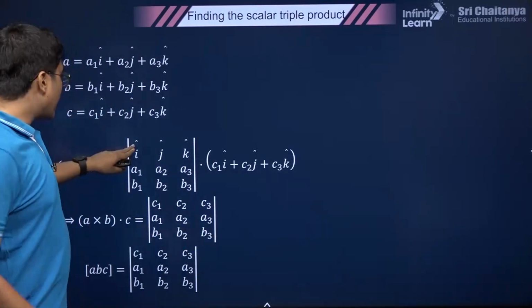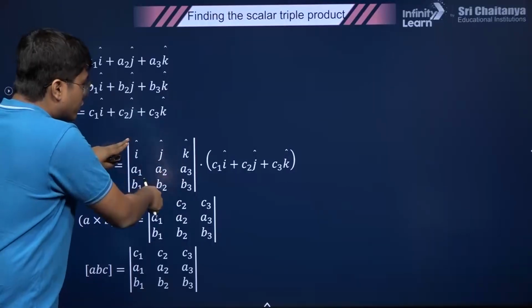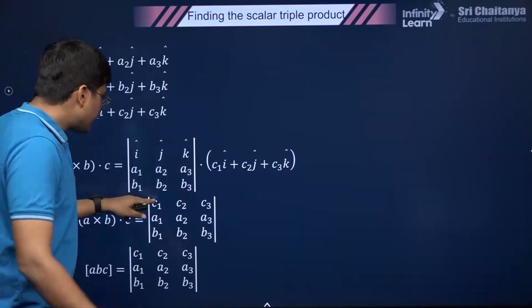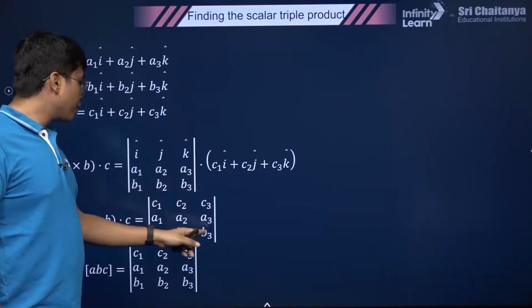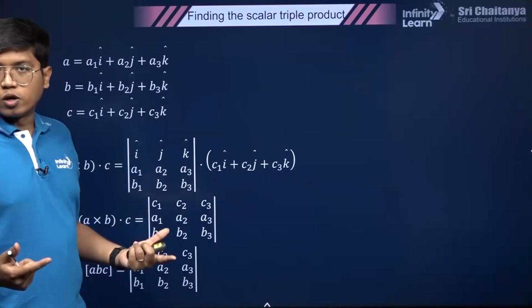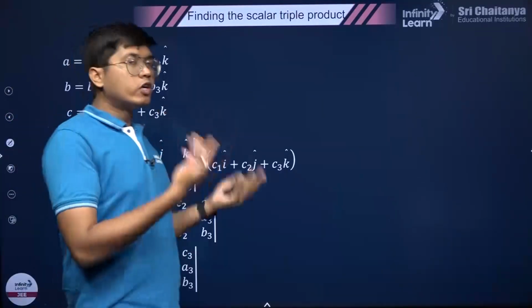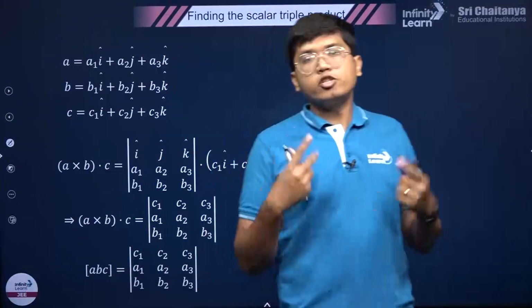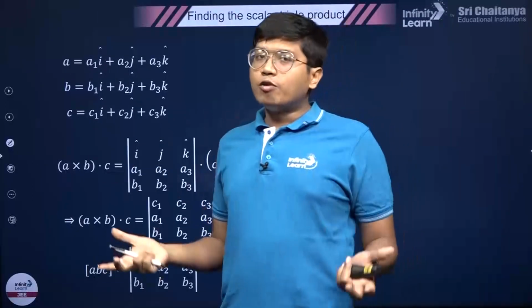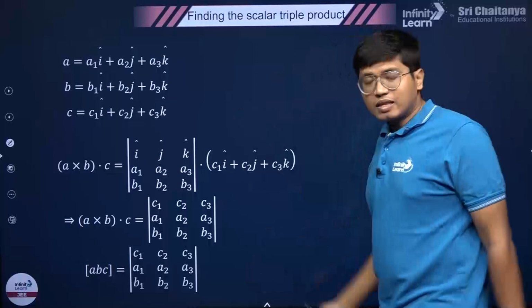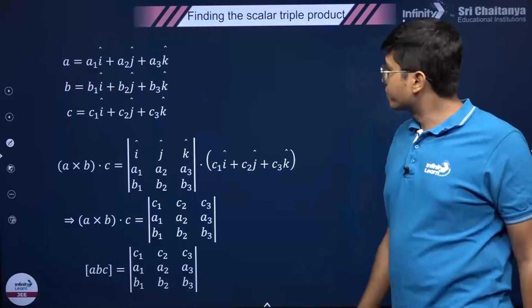Normally what did you do? You took i cap times a2, b3 minus a3, b2. Same thing you'll do here. c1 into a2, b3 minus a3, b2. Similarly, minus c2 into a1, b3 minus a3, b1. And so on. Okay, if you have already gone into class 12 and you're watching this, you are already familiar with determinants and how to get the value of the determinants out. It is that exact same thing over here.